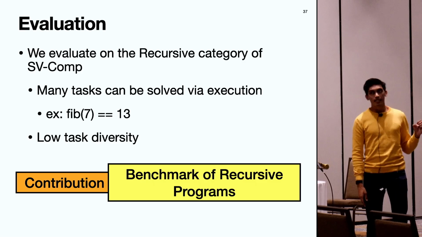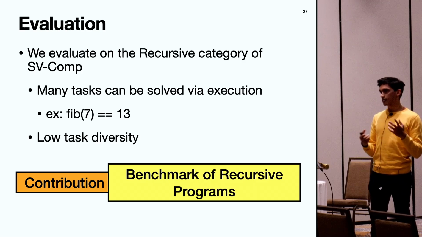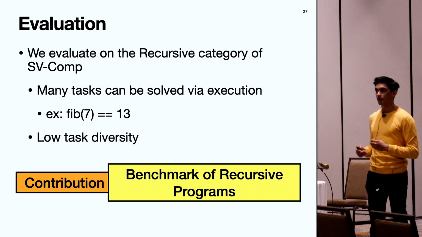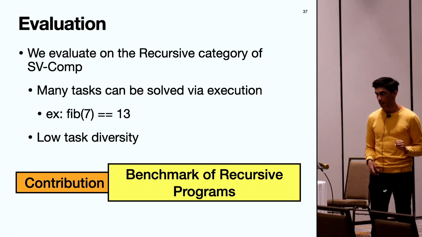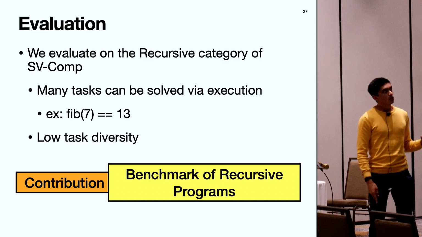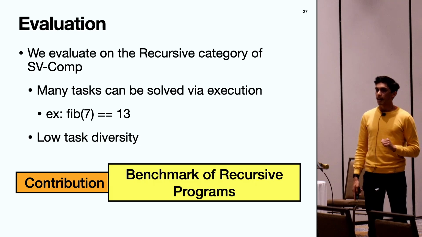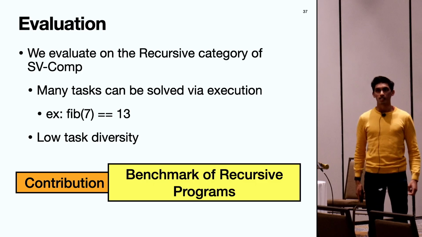Another problem is that there are many copies of tasks that involve the identity function, the Fibonacci function, and the addition function, and so there's low task diversity. And so our final contribution is a benchmark of diverse recursive programs, and none of these tasks can be solved via execution.